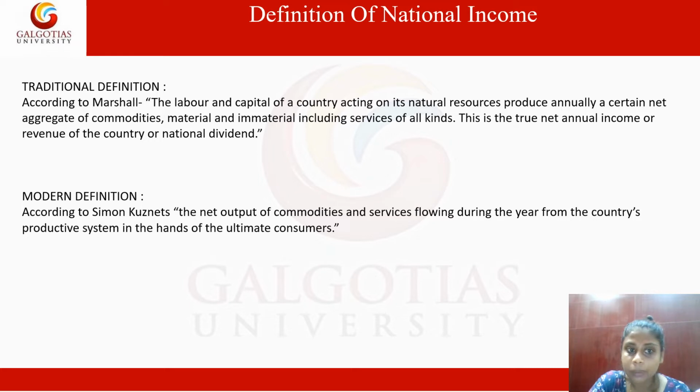But then there comes Mr. Simon Kuznets. He gave a modern definition for national income. He said the net output of commodities and services flowing during the year from the country's productive system in the hands of the ultimate consumers. So he just modified the definition which Mr. Marshall had given. Simon modified this definition, and he said that it is the net output of the commodities and services flowing during the year from the country's productive system in the hands of the ultimate consumers.